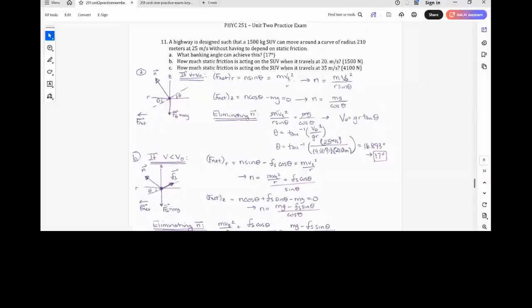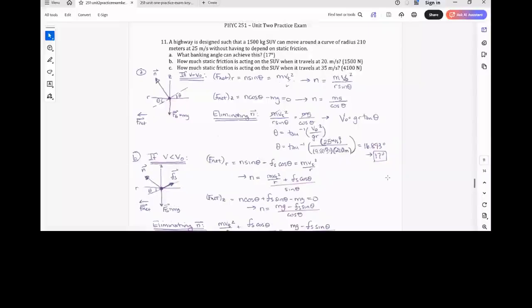The initial speed, or the critical speed, that we're working with here is 25 meters per second, so I can plug that in the numerator, and I've got free fall acceleration times the radius of the curve in the denominator. So meters squared over second squared in the numerator and meters squared over second squared in the denominator. If I take the inverse tangent, I get an angle that rounds to 17 degrees.